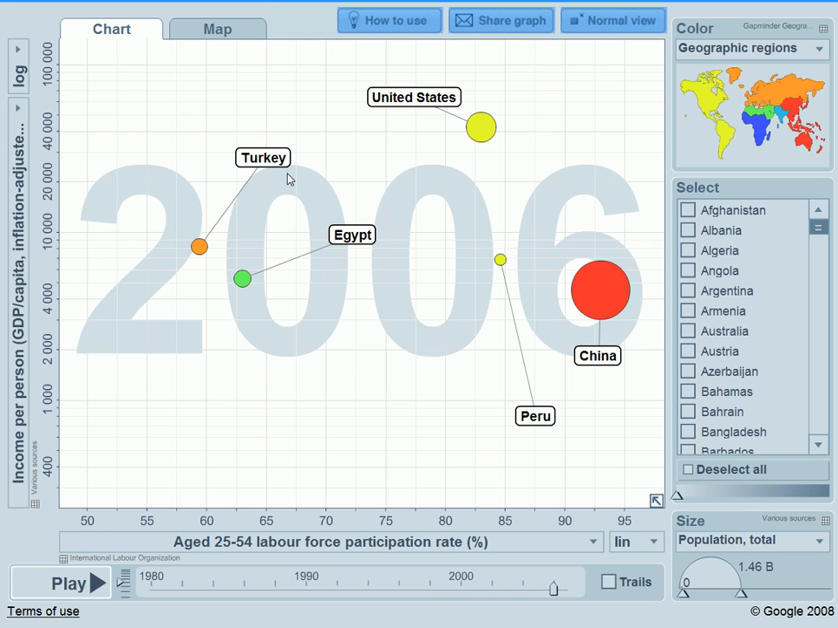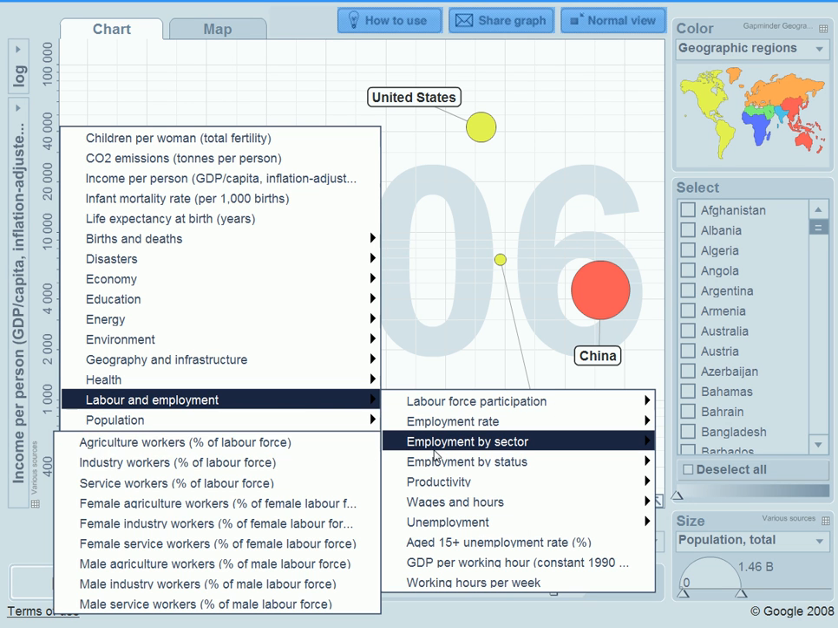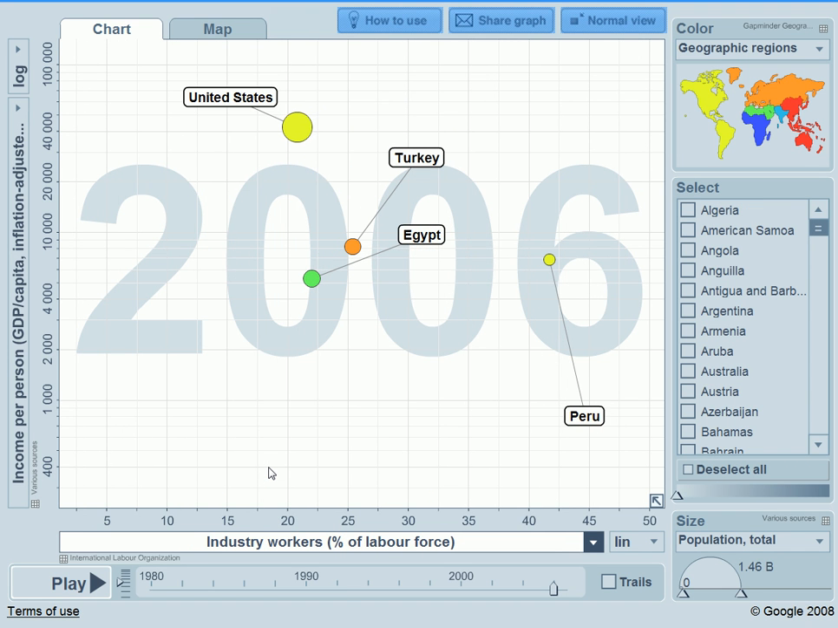because it's especially specific. We are trying to find industry workers, because we need workers for the industry. So let me change the axis to industry work percent of labor force. It changed a little bit. Turkey just increased the percentage, because a high percentage of the labor force in Turkey is industry workers.